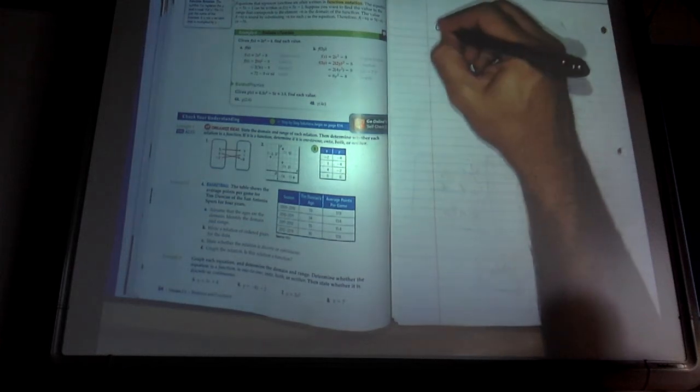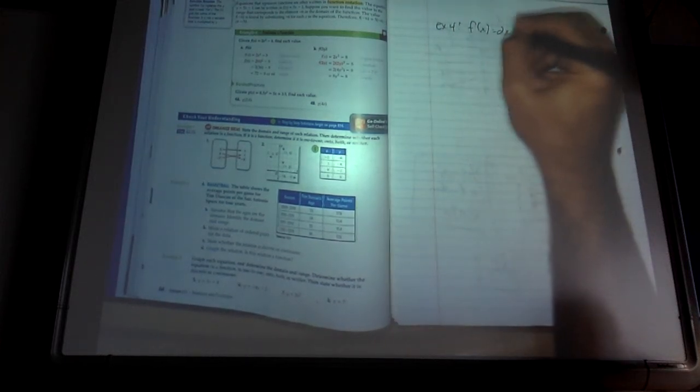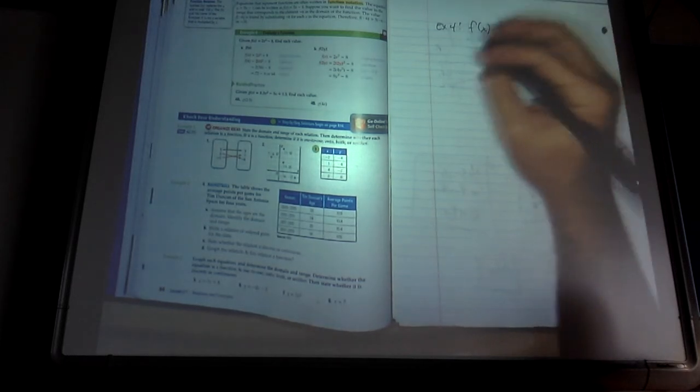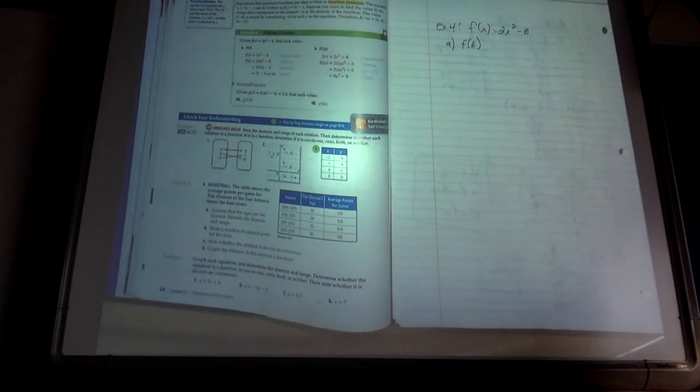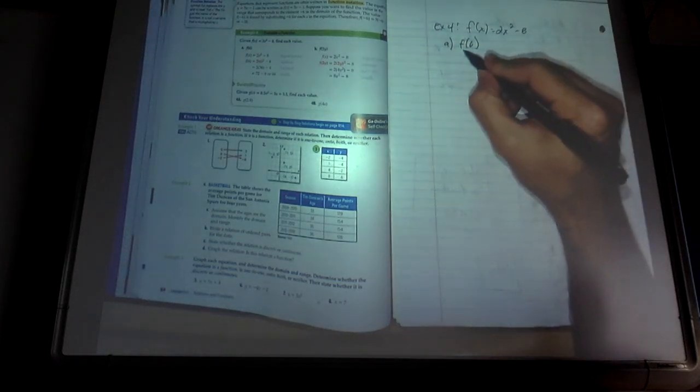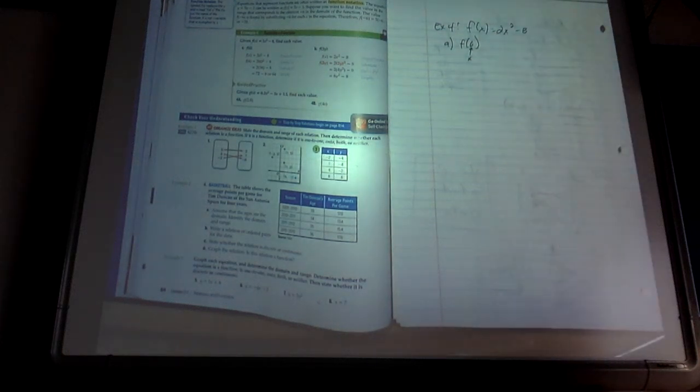So here we go. Example 4 right here. It says this, f of x equals 2x squared minus 8. And then in A it says find f of 6. So this is function notation. All f of x means is y. So when we see f of x, that doesn't mean x, that means that's your y value. So when they give you this notation and say, hey, find the f of 6, this value right here is your x, and you're just going to go plug it into your equation, and you're going to solve it.